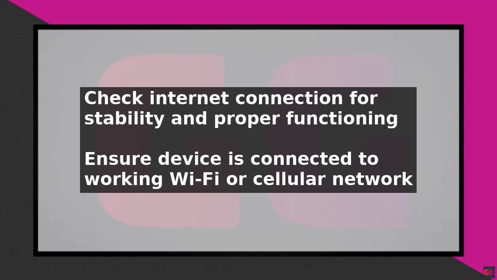To fix FaceTime activation error, start by checking your internet connection, as a stable connection is required for FaceTime to work properly. Ensure that your device is connected to a working Wi-Fi or cellular network. Next, verify that FaceTime is enabled on your device by going to the Settings app, then scrolling down and tapping on FaceTime. Make sure the switch next to FaceTime is turned on.